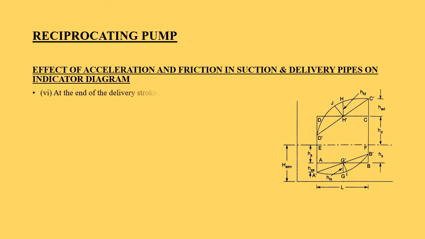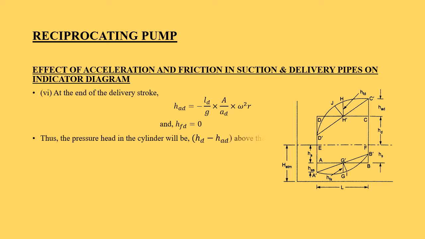At the end of the delivery stroke, HAD is equal to minus LD by G into capital A by small ad into omega square r, but HFD is equal to 0. So the pressure head in the cylinder will become Hd minus HAD, which is above the atmospheric pressure head.